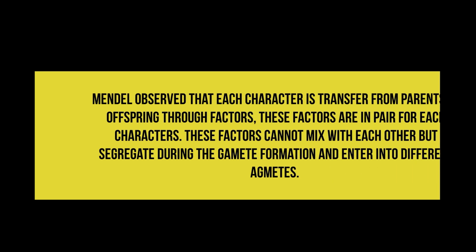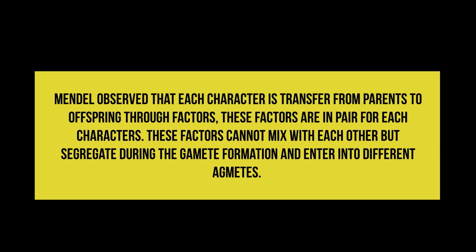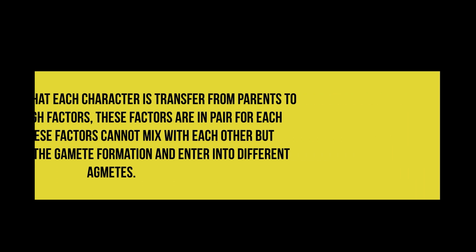Then what are the observations of Mendel? During his experiment on pea plants, he observed and proposed that the inheritance of characters from parents to offspring is due to the transfer of something from parents to offspring. This something he coined as a factor. The Mendelian factor proposed by Mendel is now termed as genes. These factors occur in pairs in the parent, and during gamete formation, these factors segregate and enter into different gametes without mixing with each other. So that is the observation of Mendel.